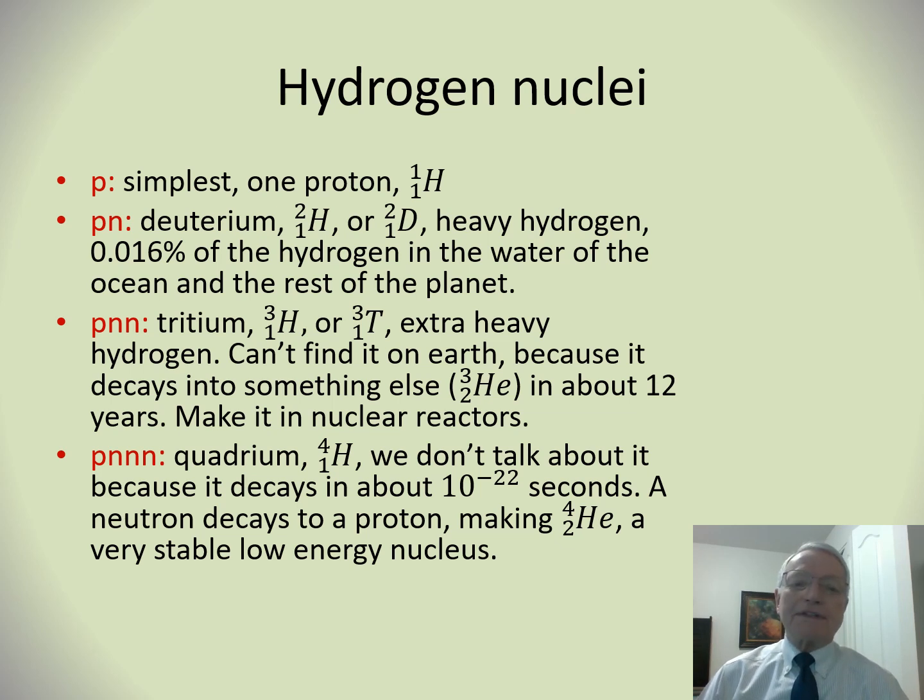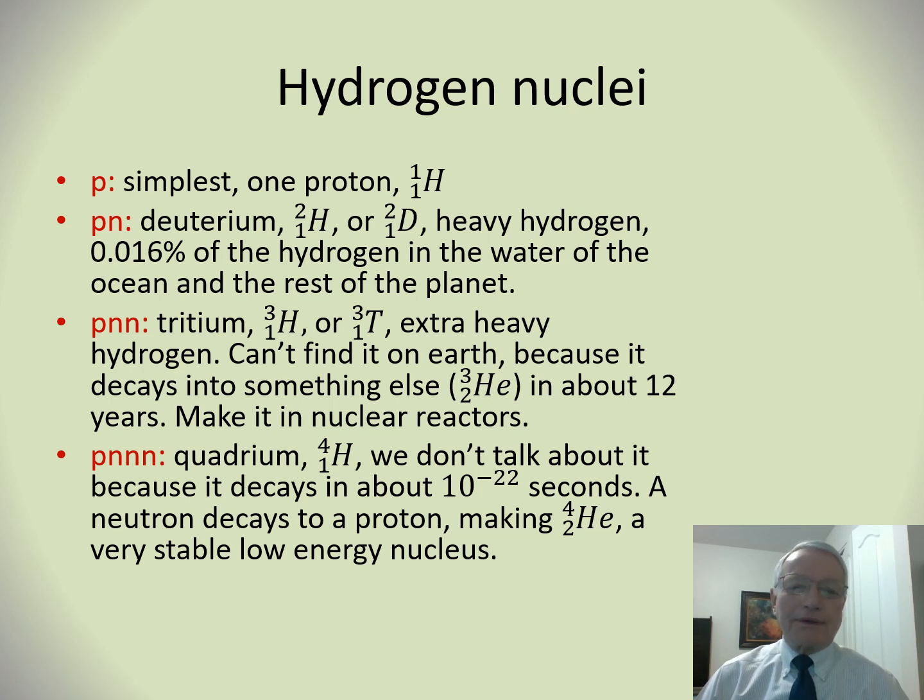It's 0.016% of the hydrogen in the water of the ocean and on the rest of the planet. So that's a big enough percentage that you could actually get this out. And we have. You can buy deuterium, and you can buy water that is, what would it be? D2O instead of H2O.